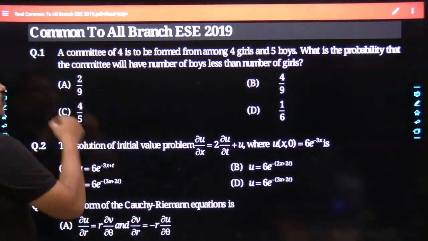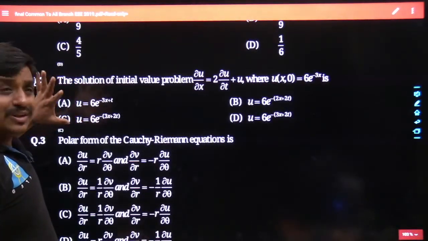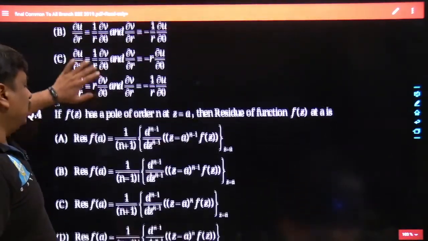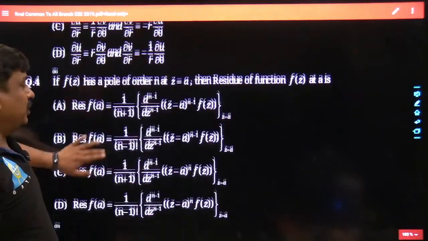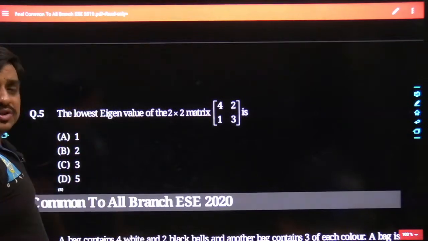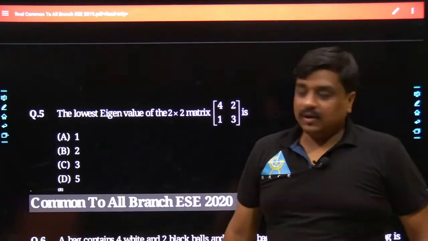The first problem was based on the concept of permutation and combination. The second question was based on the concept of differential equation. The third question was based on the concept of complex variable. The fourth question was based on complex variable, connecting to the residue theorem. And the fifth question was connected to matrices or linear algebra. That is what I am saying.